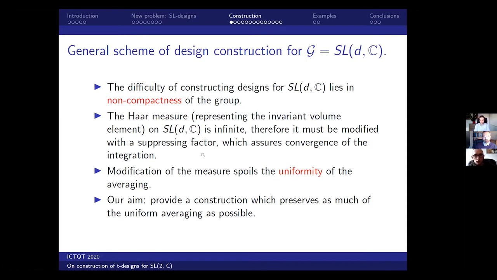Of course, introduction of the suppressing factor spoils the uniformity of the averaging process, and our aim is to provide a construction which preserves as much of this uniformity as possible.